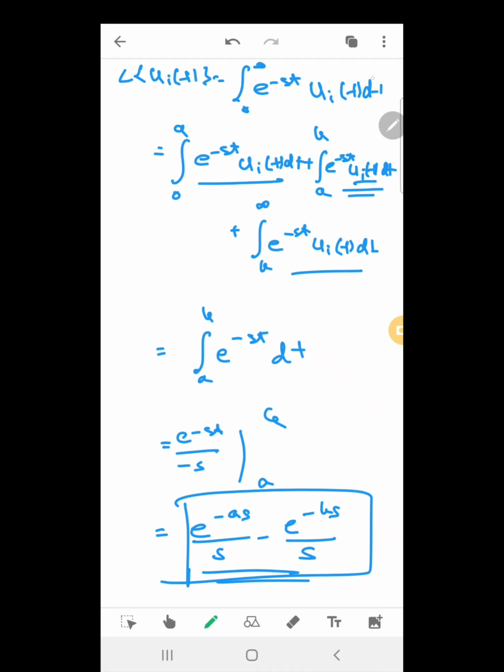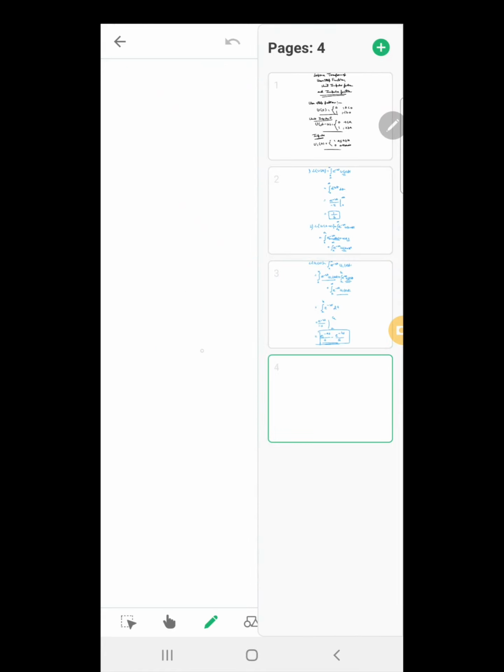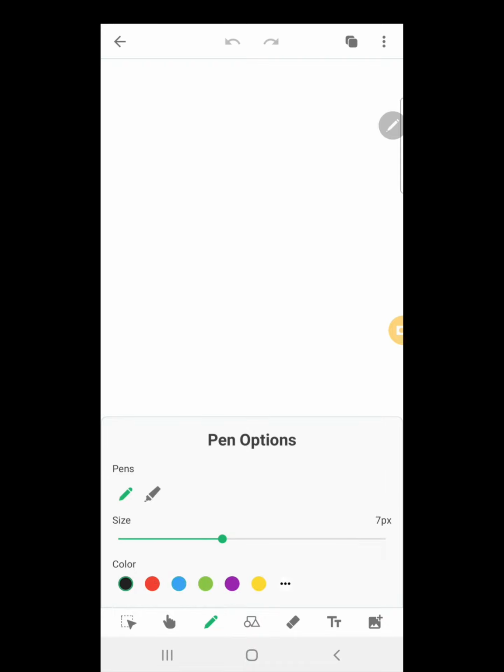Next we talk about the Laplace transform of periodic functions. Clear? This much is clear? Okay. Next let's talk about the Laplace transform of periodic functions.